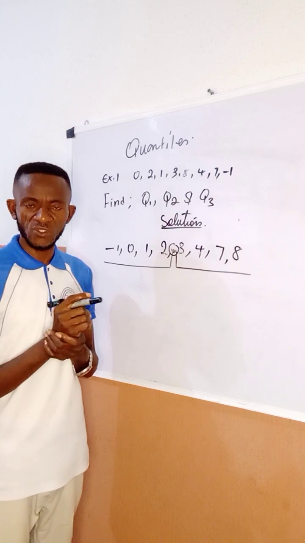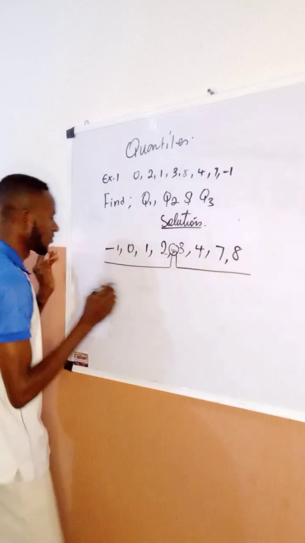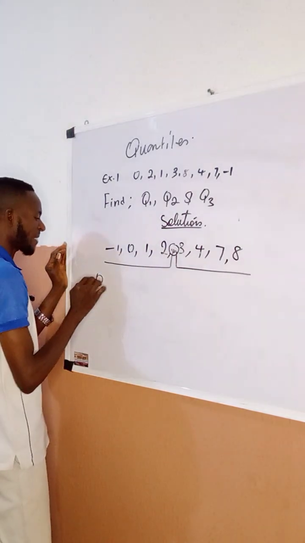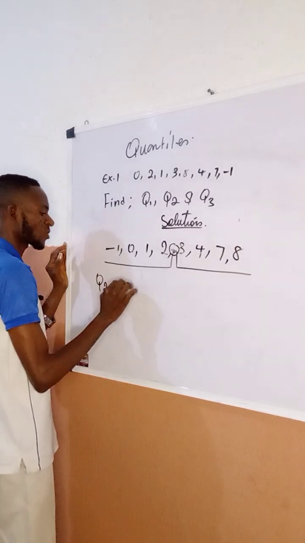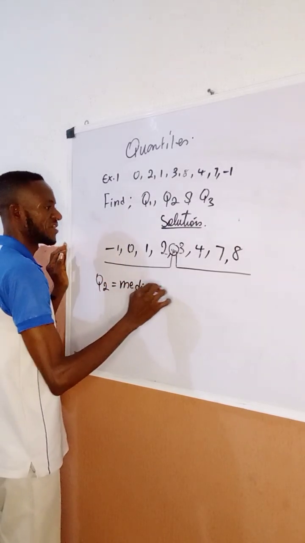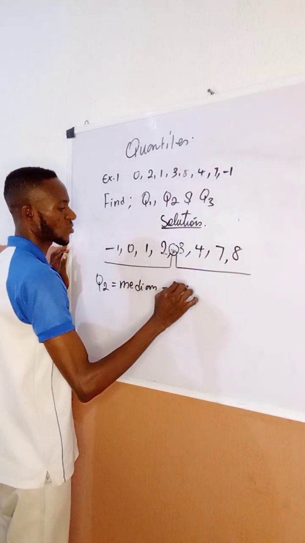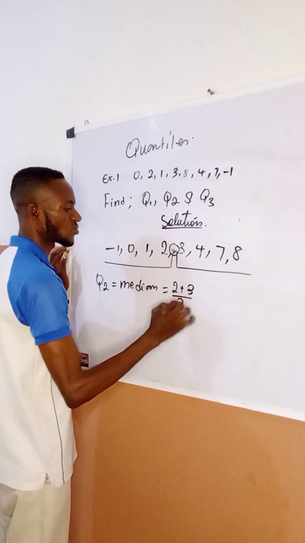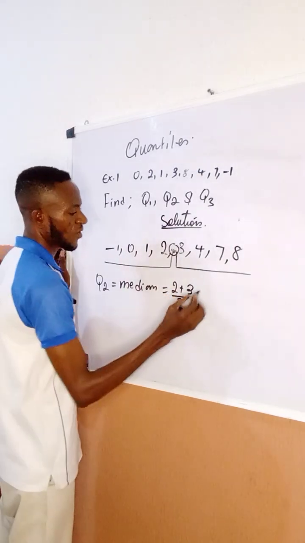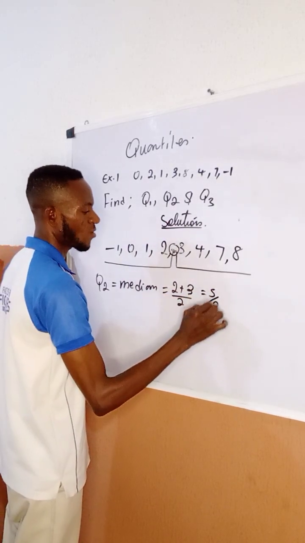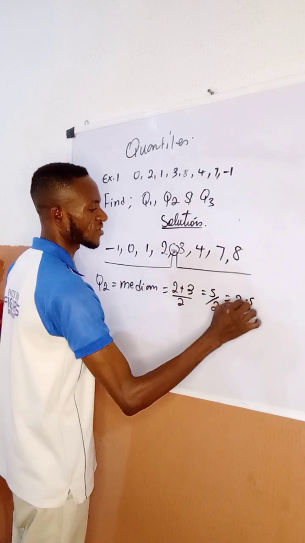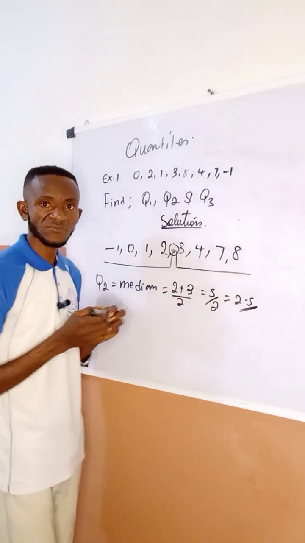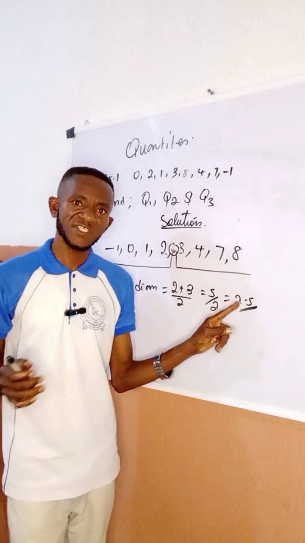Q2. So for me to get my Q2, I'll say that my Q2, which of course equals the median, is given as 2 plus 3, all over 2. And of course, 2 plus 3 is equal to 5 all over 2, which is equal to 2.5. So what we have here is 2.5.